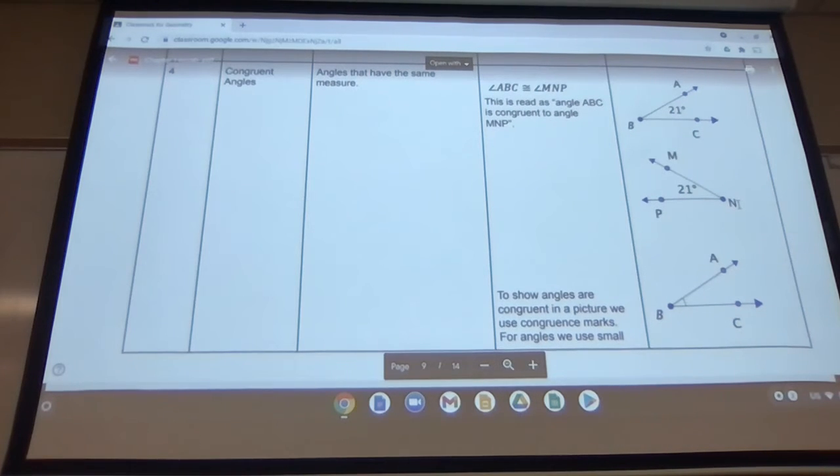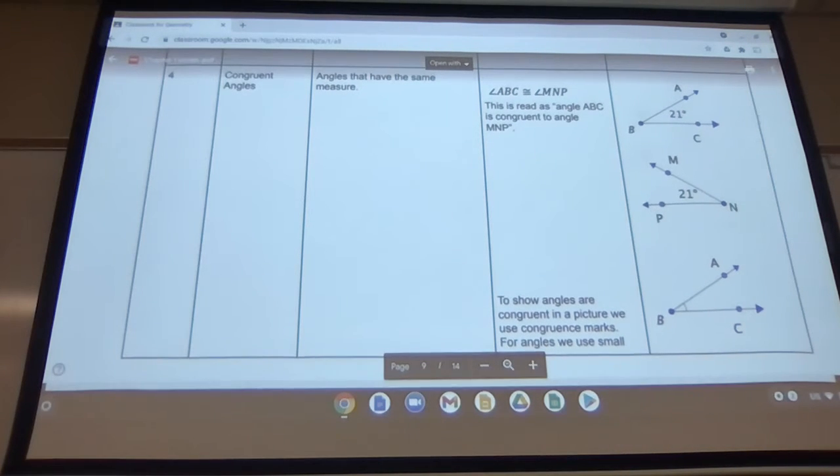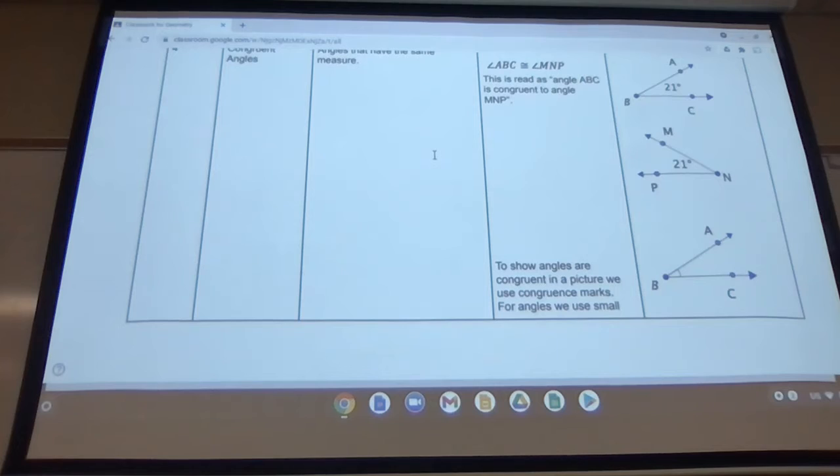That's the first way you can know the angles are congruent. They give you the same degree measurements on there. Now the book will also do another way. It will have another way of showing you that angles are congruent to each other.